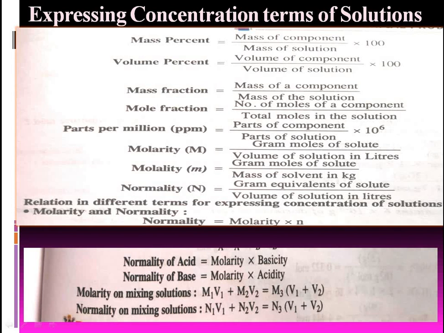Here our first concentration term is mass percent, and mass percent can be calculated by using the mass of a component divided by the mass of the solution multiplied by 100. So if you want to calculate the mass of a solute, then put the mass of solute here and then the total mass of the solution, where mass of solvent plus solute came here, and then multiply with 100. Now moving to the next term, which is volume percentage. Here for volume percentage we will put the volume of a component in place of mass, then divide by the volume of solution. The rest of the things will be similar.